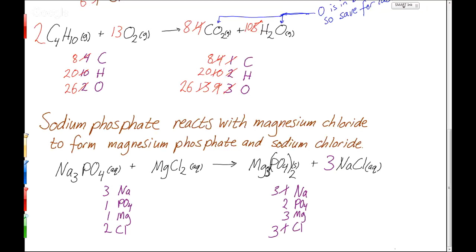So PO4, 1 on the left, 2 on the right. So I need 2 of those. That also changes my sodium. So my first sodium is now out of balance too. So I should change that to 6, which gives me 6 of these and 6 of these. Okay. And that kind of fixed my chloride problem there. So now 2 Cls on the left, 6 on the right. So I'm going to need a 3 here to fix that. And that also fixes my Mg, and now everything's in balance.